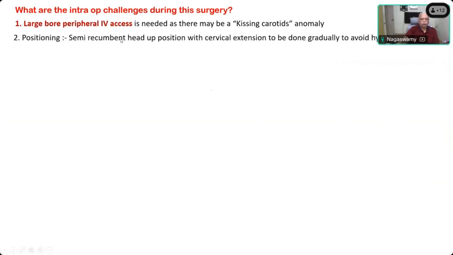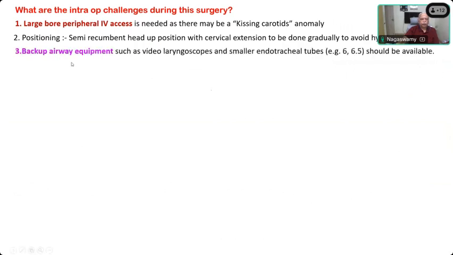Then positioning is semi-recumbent with head-up position with cervical extension, and this is to be done in a gradual fashion to avoid sudden hypotension. If you straight away lift the patient from supine to 45-50 degrees head up, they may have sudden hypotension. So it has to be done in gradual elevation. Have backup airway equipment before intubation, even a small size endotracheal tube, because sometimes there may be a subglottic narrowing because of external compression.